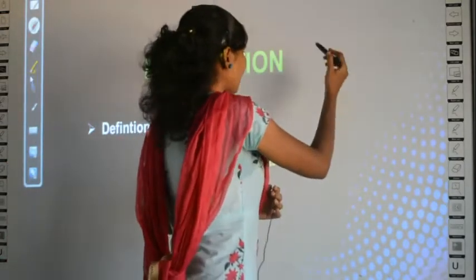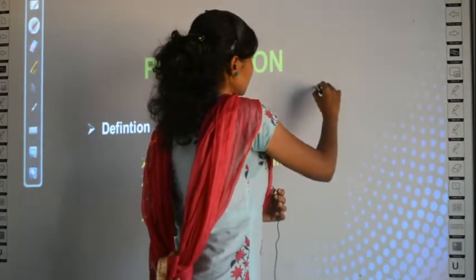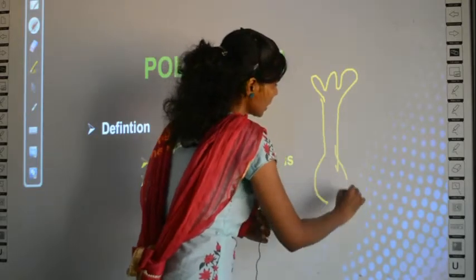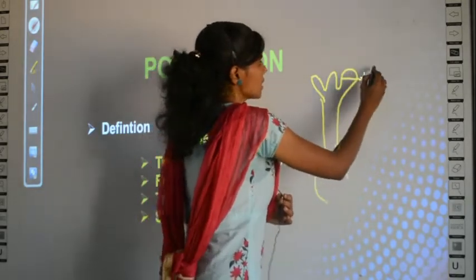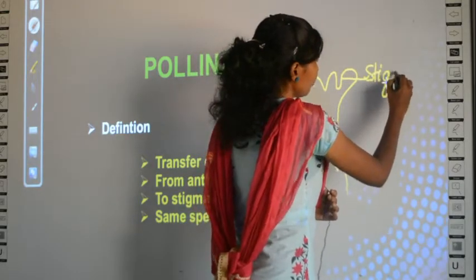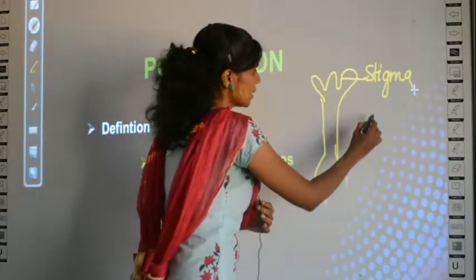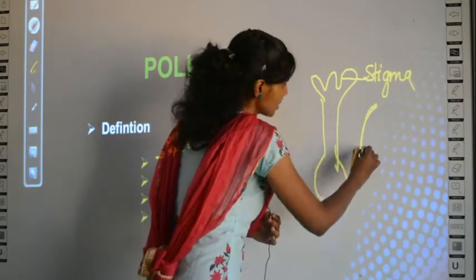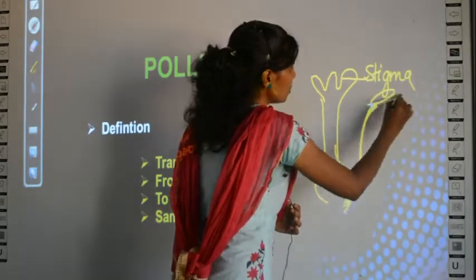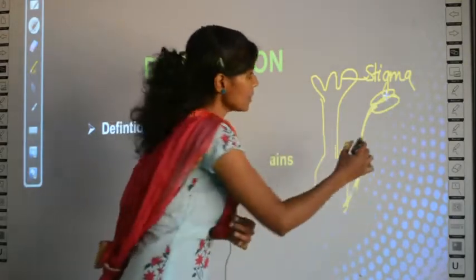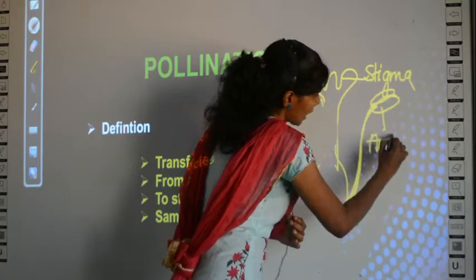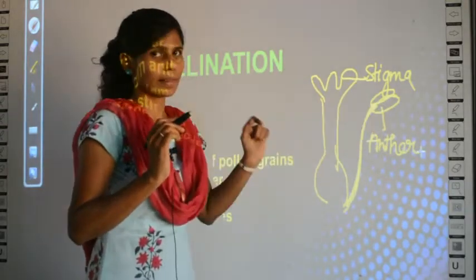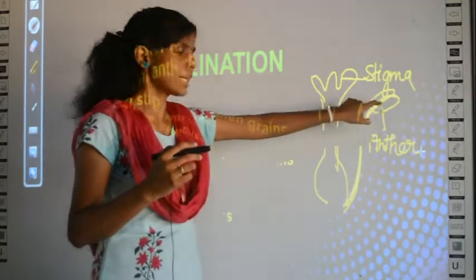So when we draw a flower, where is the stigma? The stigma structure is like this. The female reproductive organ is like this, right? So this is called the stigma. And where can you find the anther? You can find anther on both the sides, right? Do you remember filament and anther? The tube-like structure is called filament and the two particles here are called the anther, right? So this is stigma and this is anther, and the pollen grains are present in the anther.